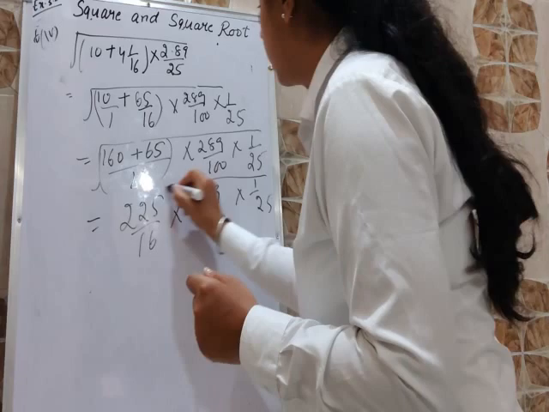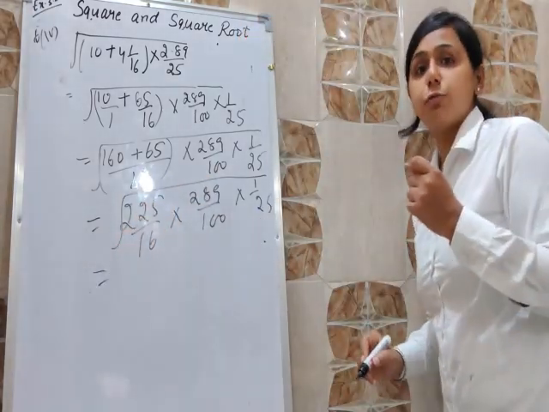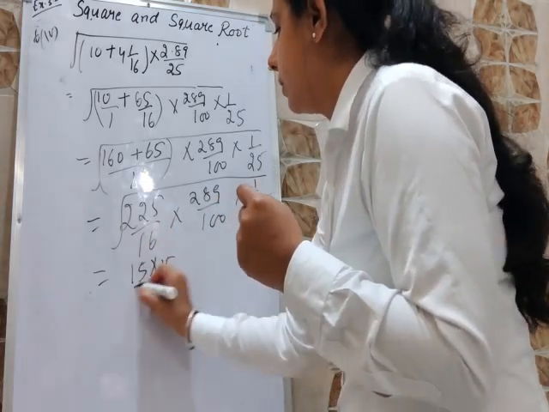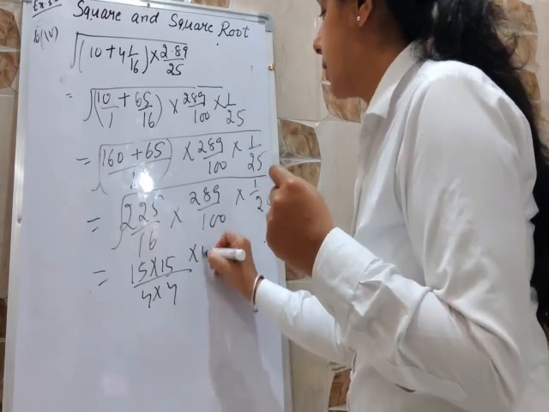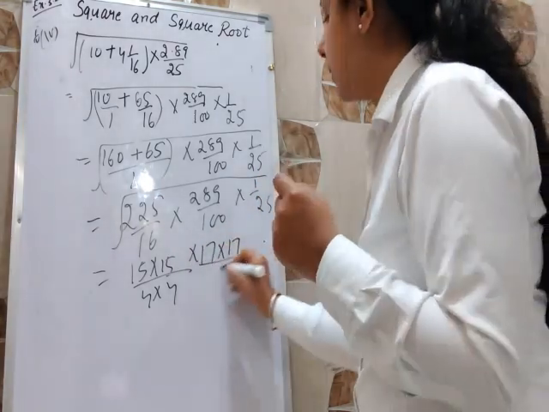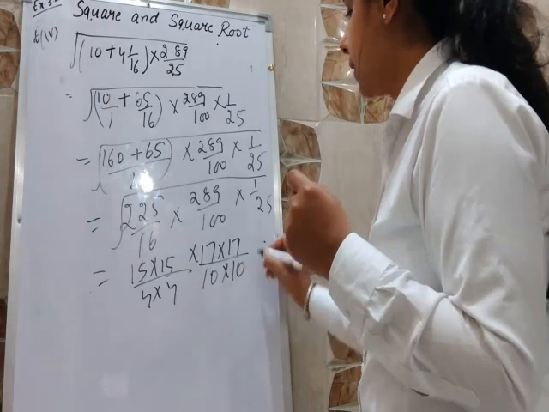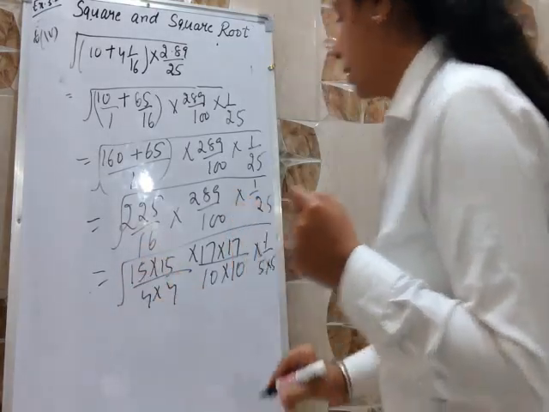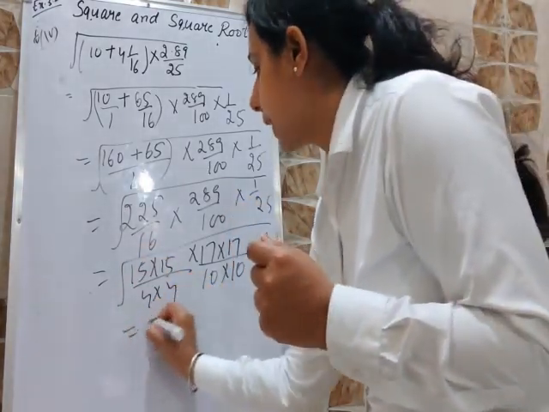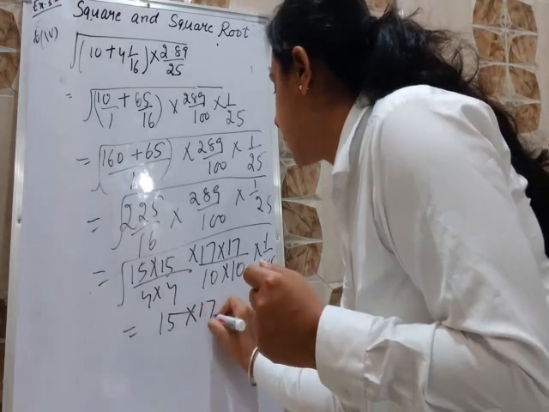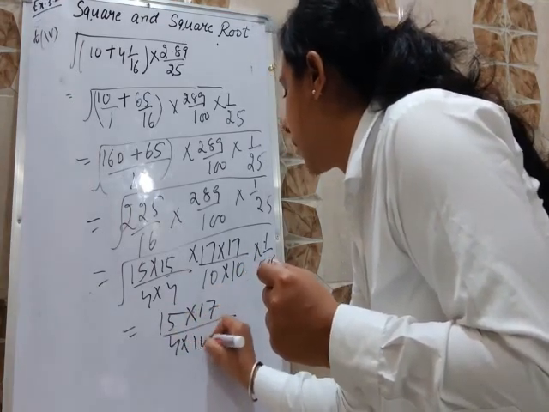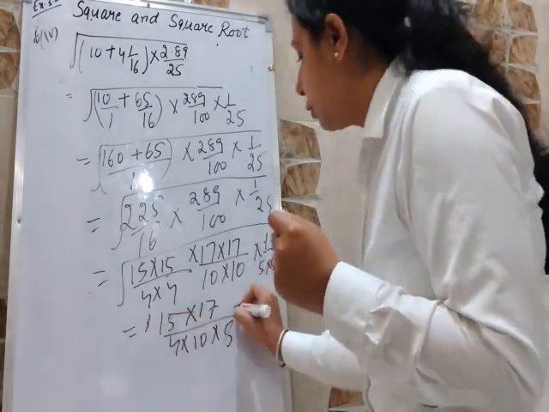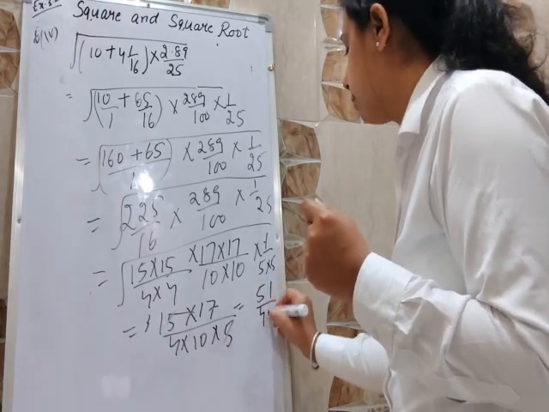So what do you have to do? Write in the factors form. First of all, 225 means 15 multiply 15, 4 multiply 4, 17 multiply 17 is 289, 10 multiply 10 is 100 and 5 multiply 5 is 25. So write in the simple form. You will get here 15 multiply 17 divided by 4 multiply 10 multiply 5. So after cancellation 5 3s are 15. You will get here 51 by 40.